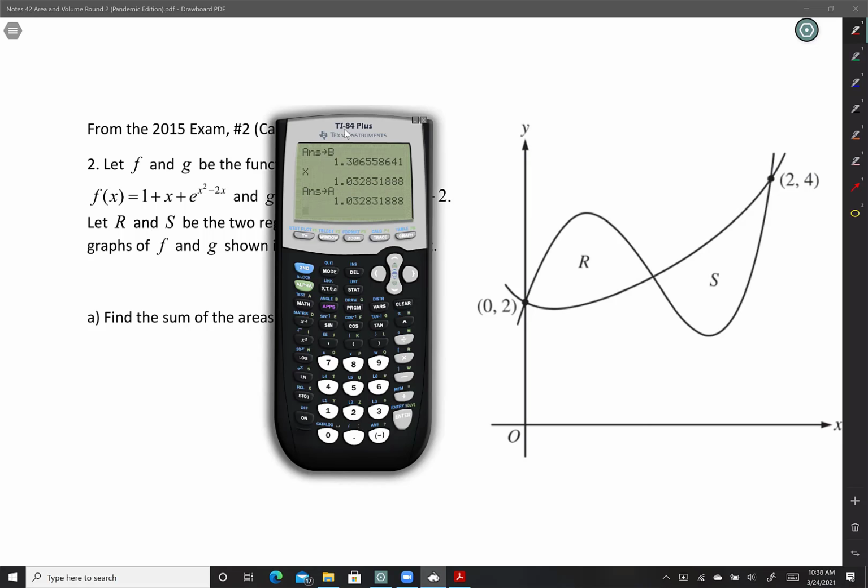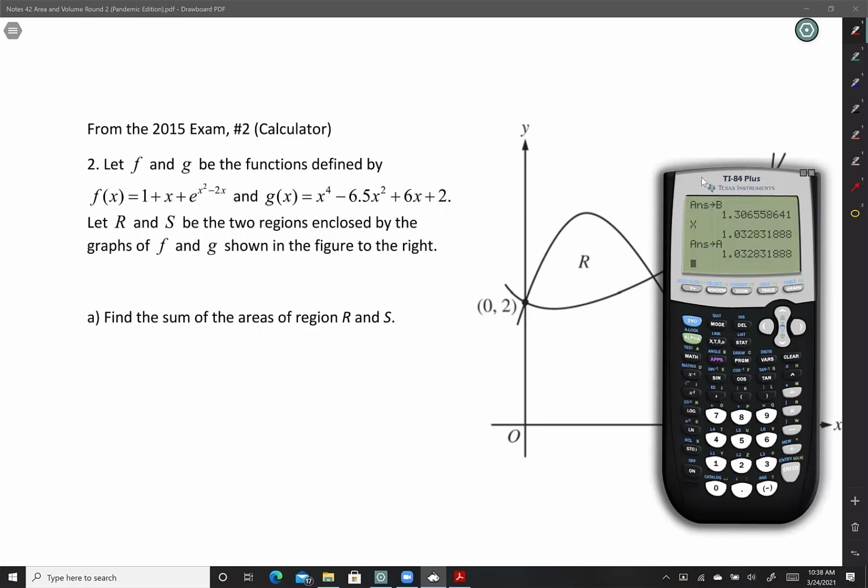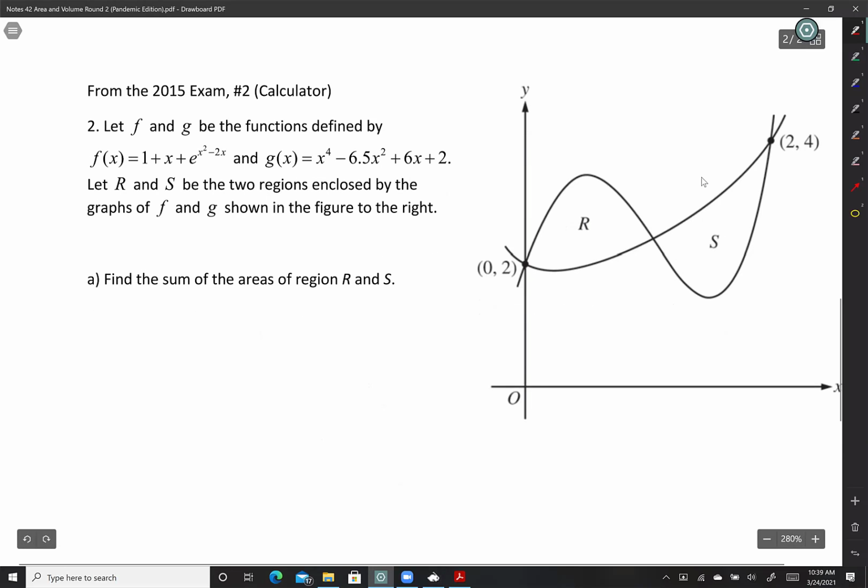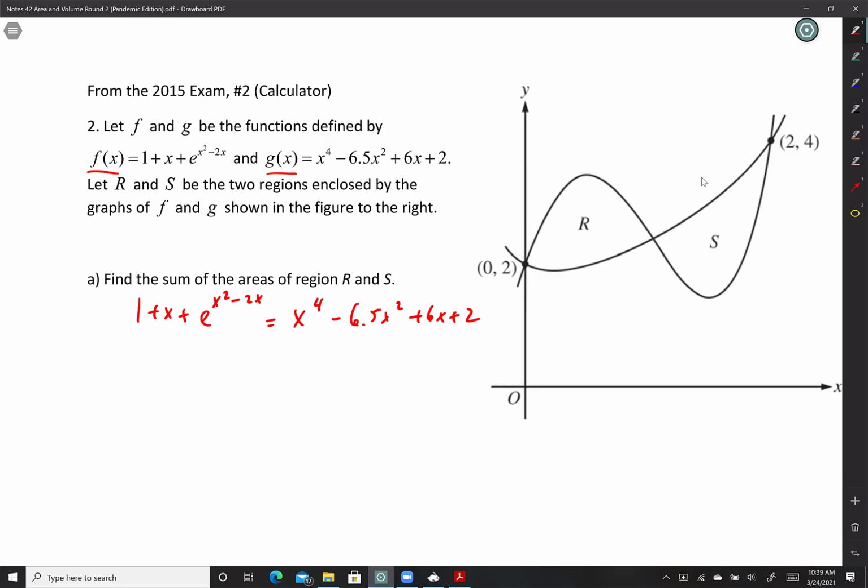I'm ready to go. So here's what I'm going to type. I'm going to first say that I'm going to equal them to each other. So I'm going to write 1 plus x plus e to the x squared minus 2x equals x to the 4th minus 6.5x squared plus 6x plus 2. Because they give you f and g, you can just say f of x equals g of x. But I like to make it look mathy, and saying f of x equals g of x doesn't make it look mathy enough for me. And then from there, I'm just going to type that number, which I already forgot.